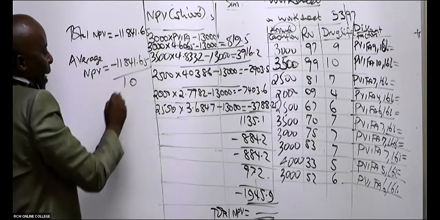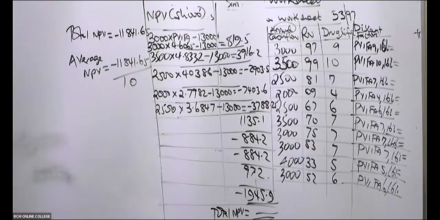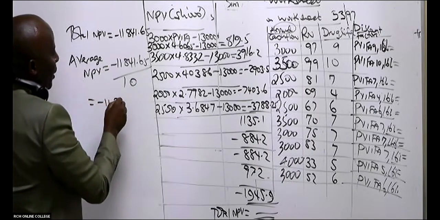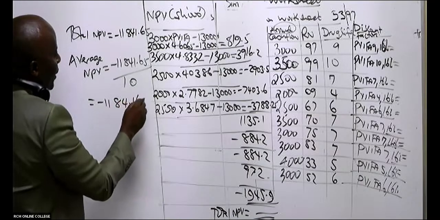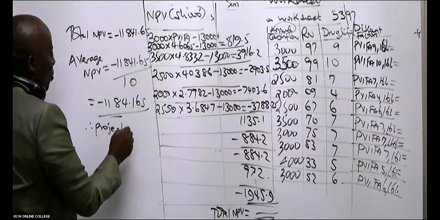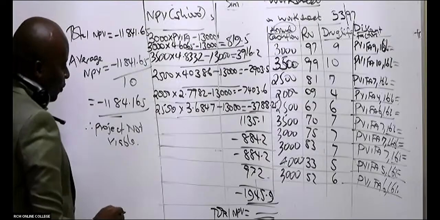Once I get this, I'll be able to get what we call average NPV, which will be this divided by the number of runs. The number of runs was 10. Divided by 10 runs, this will end up giving us minus 11,844.165, and therefore the project is not viable.